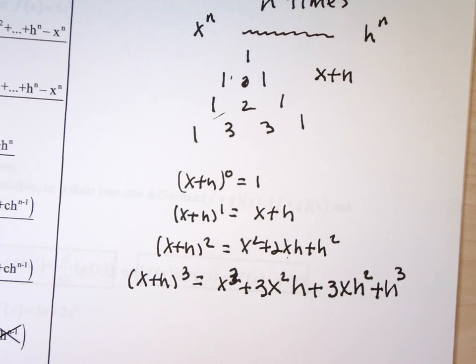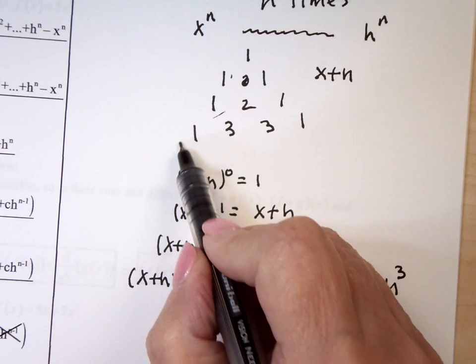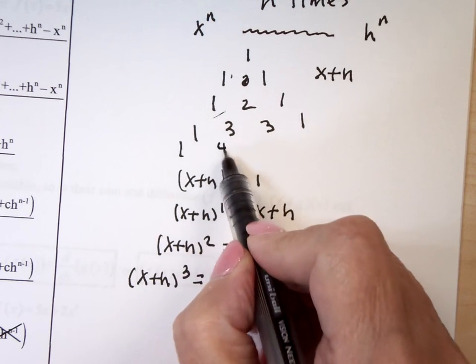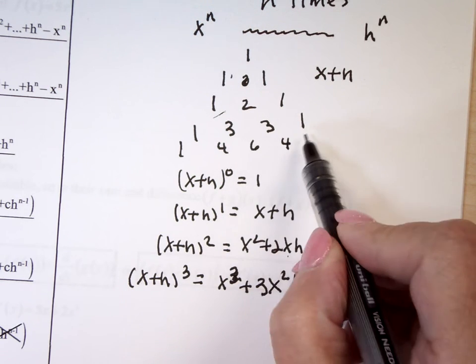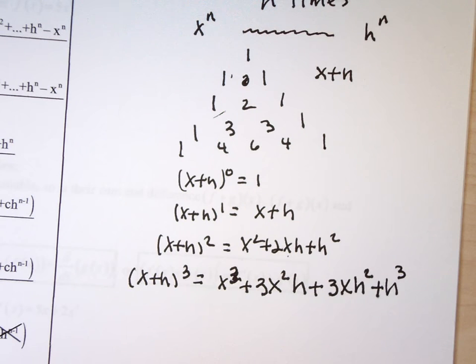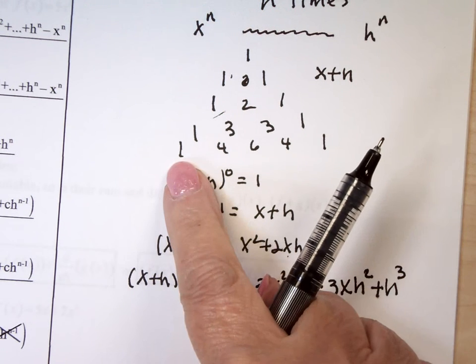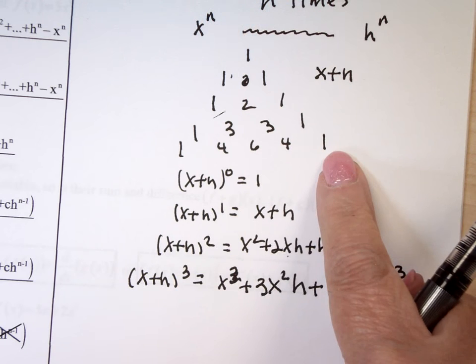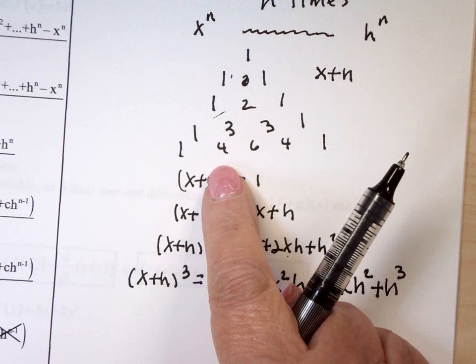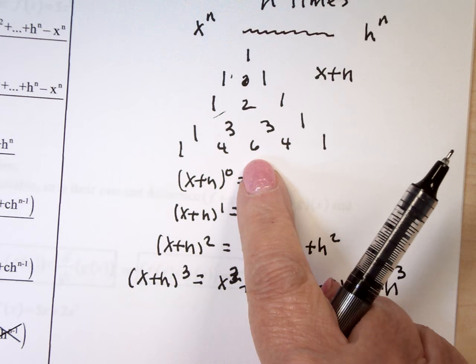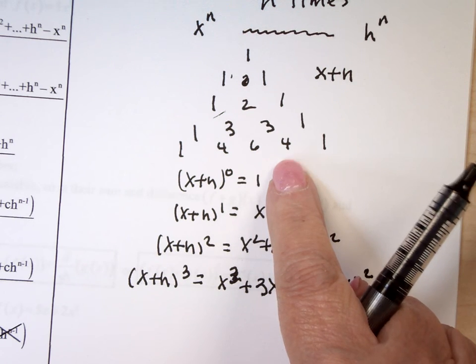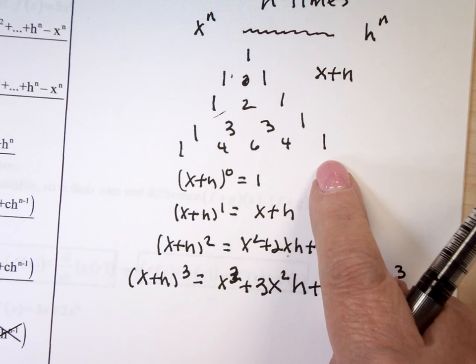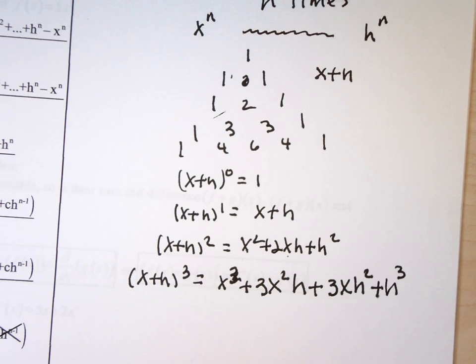And I can continue on like that forever and ever. The next layer would be 1, 1 plus 3 is 4, 3 plus 3 is 6, 3 plus 1 is 4, 1. So x to the 4th, x cubed h, x squared h squared, x h cubed, h to the 4th. So x's go down, h's go up. That'll be the pattern.